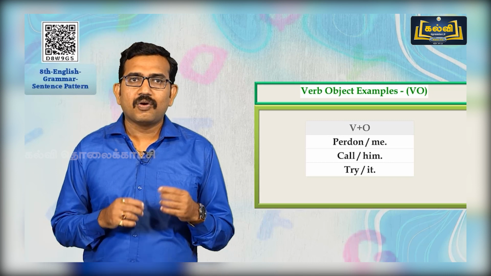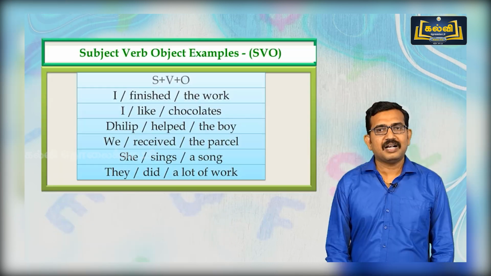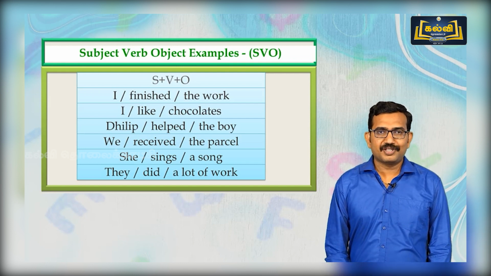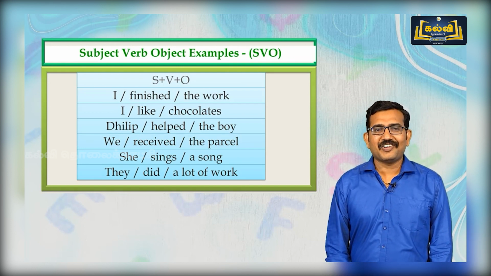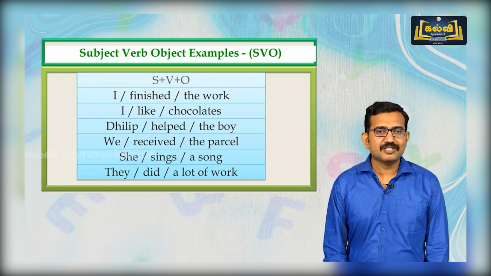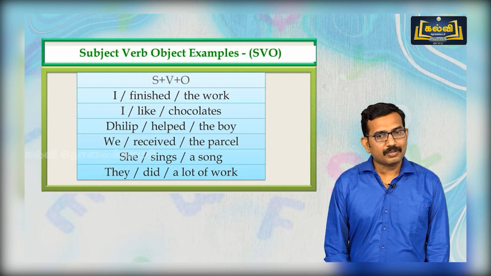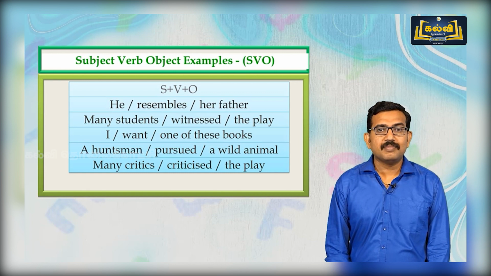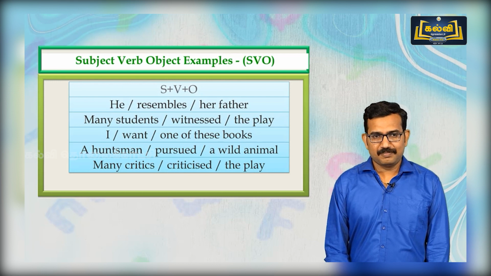Pardon me, call him, try it. And SVO, there are examples like: I finished the work. I liked chocolates. Dilip helped the boy. We received the parcel. She sings a song. They did a lot of work. He resembles her father. Many students witnessed the play. I want one of these books. A huntsman pursued a wild animal.